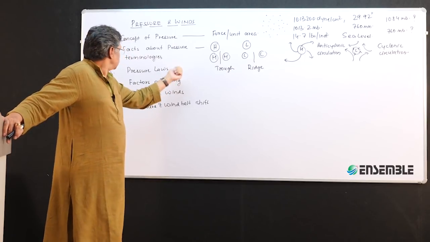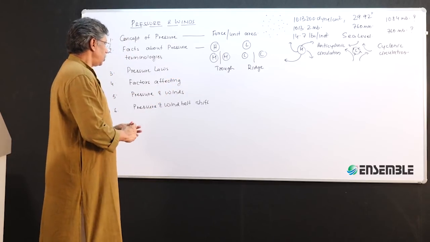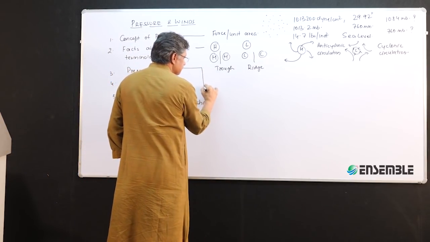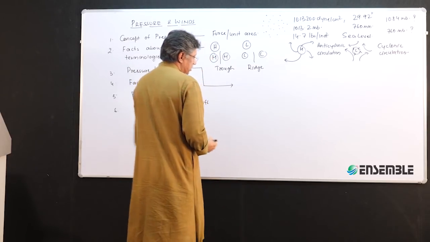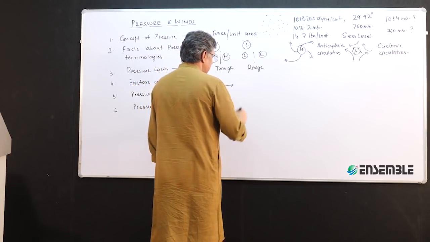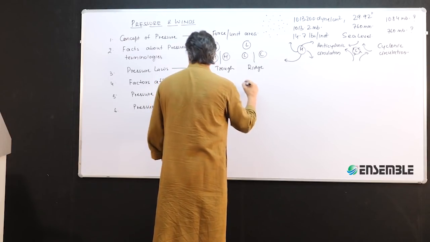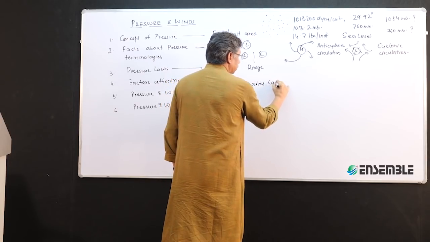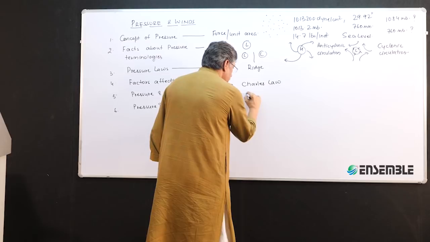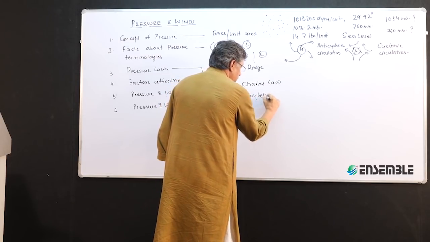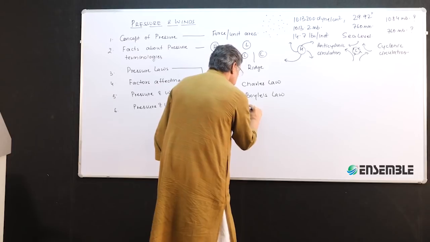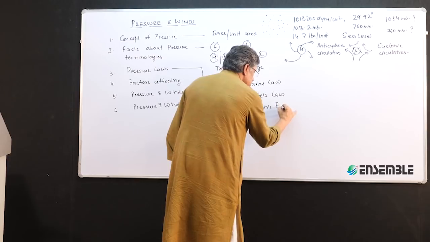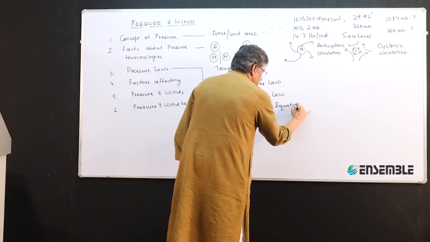Now, that brings us into the third component, that is pressure laws. Now, there are going to be three laws that explain all of these. The first is Charles' law. Second is Boyle's law. And the third is Poisson's equation.